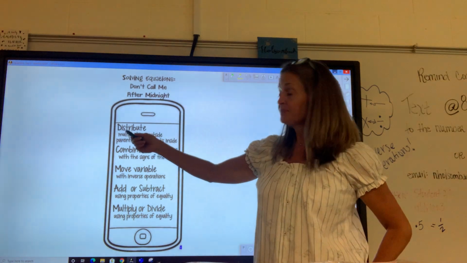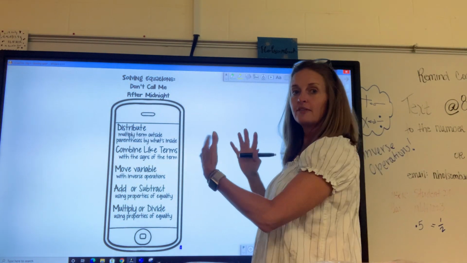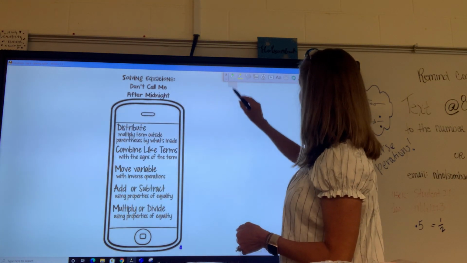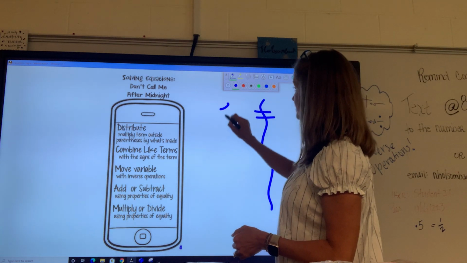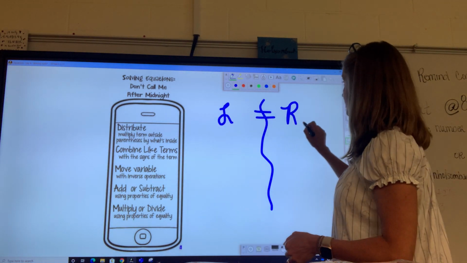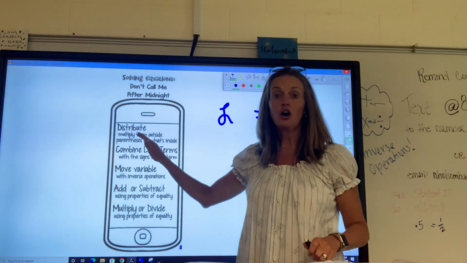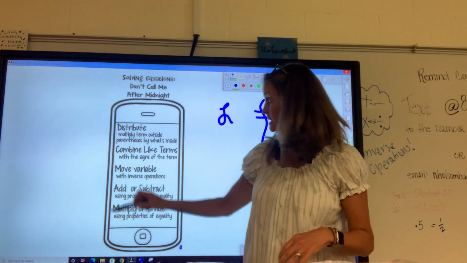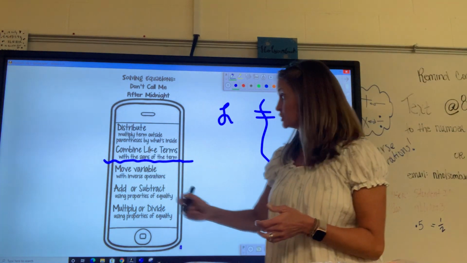All right, so the first thing you're gonna do, I like to draw my river. And then you have your two sides of the equation, right? So you have your river and you have your left side of the equation and your right side of the equation. So these two things are going to be done on both sides first.